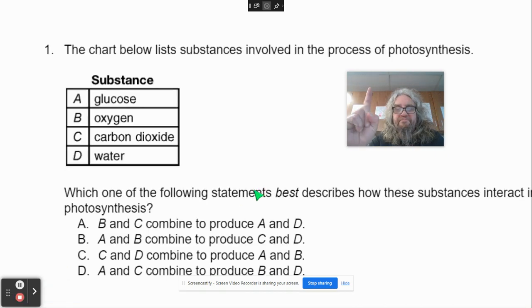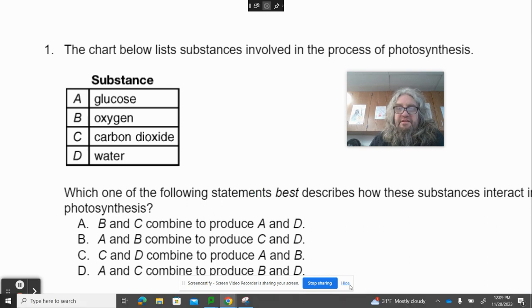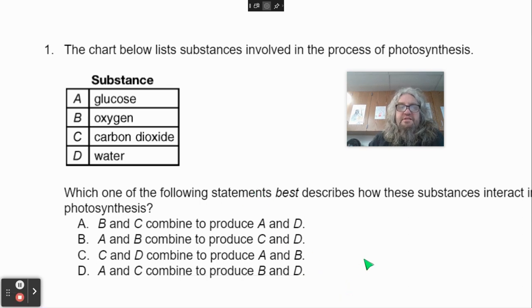Number one, the chart below lists substances involved in the process of photosynthesis. It has four substances: glucose, oxygen, carbon dioxide, and water. Which one of the following statements best describes how these substances interact in photosynthesis? Is it A, B and C combine to produce A and D? B, A and B combine to produce C and D? C, C and D combine to produce A and B? Or D, A and C combine to produce B and D?